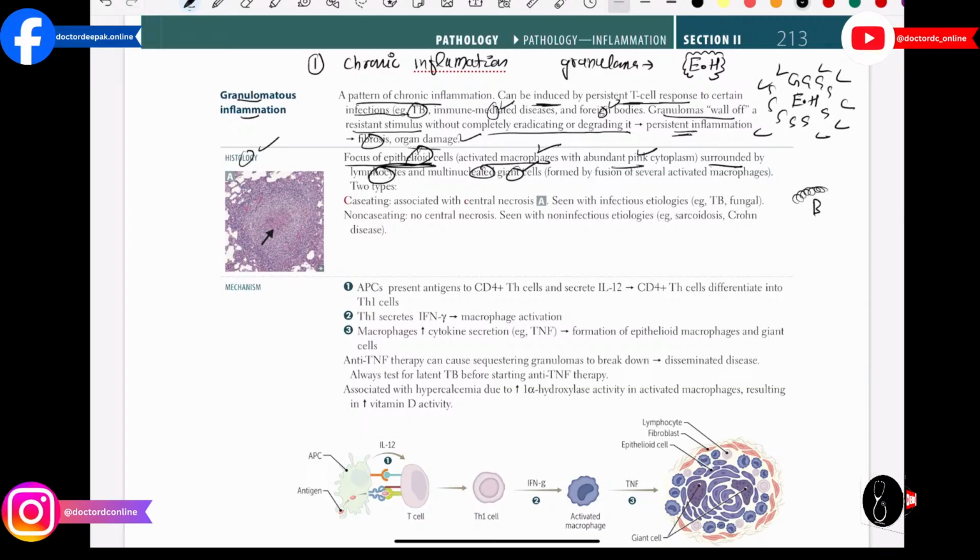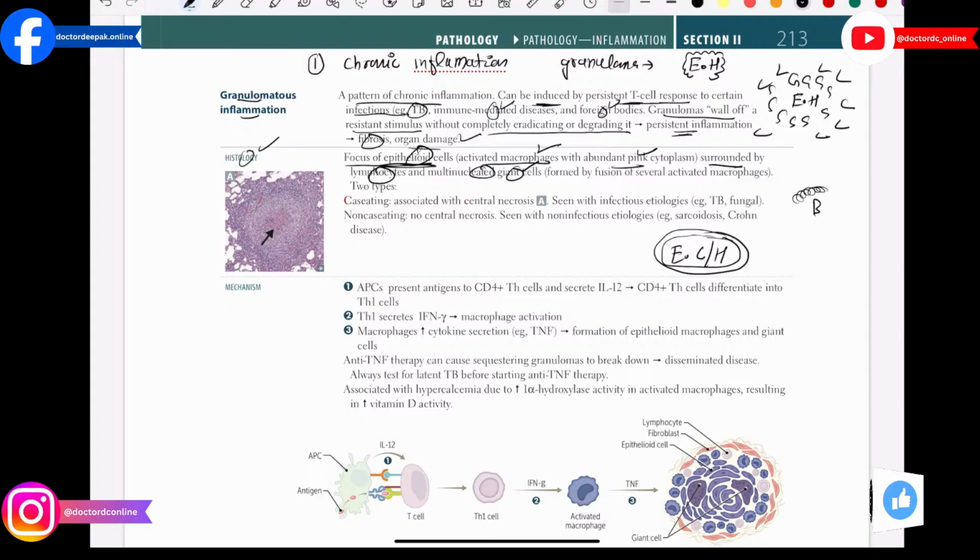So again, let's take a quick review. In the center you have epithelioid cells or epithelioid histiocytes. On the side of that you have lymphocytes. On the side of that you also have the giant cells. So basically how the giant cell forms: when the activated macrophages combine with each other, that will lead to the formation of giant cells.